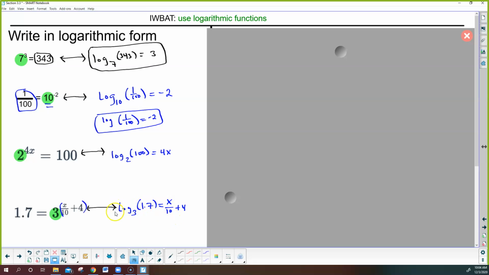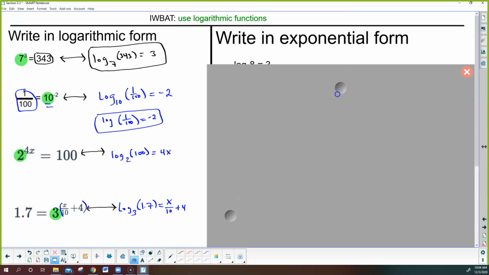And once you are able to do this in your calculator, then notice it's just algebra. This whole log of 1.7 base 3 is going to be a number in your calculator, and then you can subtract 4 and times by 10, and you'll be able to find the exact answer that makes this work. And that's where we're headed.